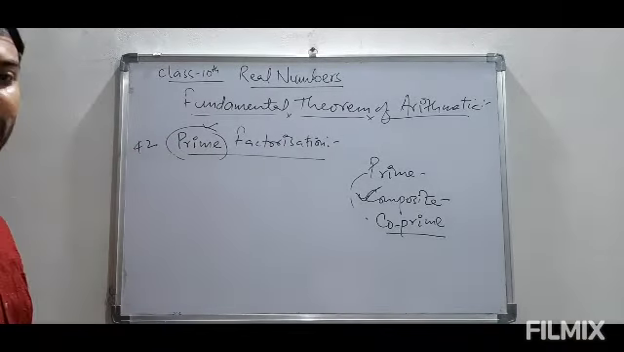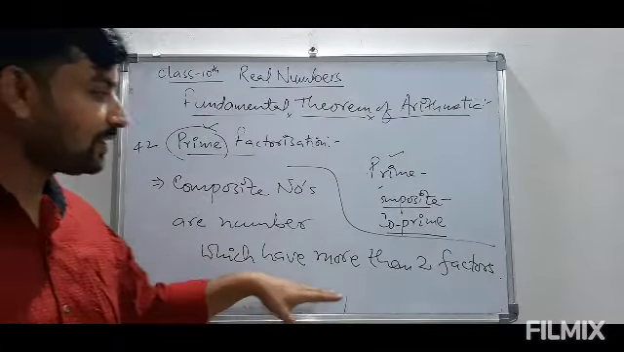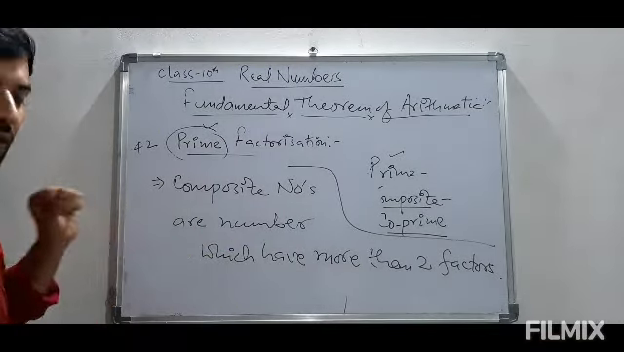Here, composite numbers are numbers which have more than two factors. Earlier for prime it was exactly 2. Now we need more than 2. Any number of factors, but it should be more than 2. It cannot be exactly 2, and it cannot be only one factor, but it should be more than 2 factors. Then such numbers are called composite numbers.